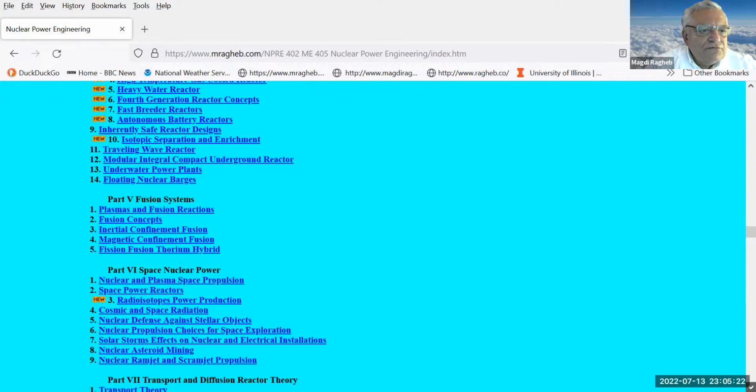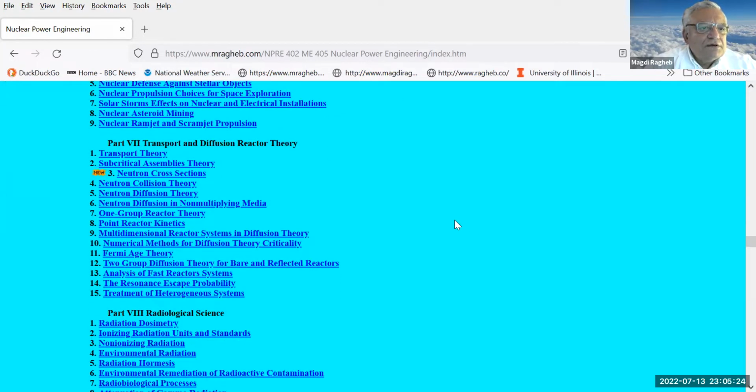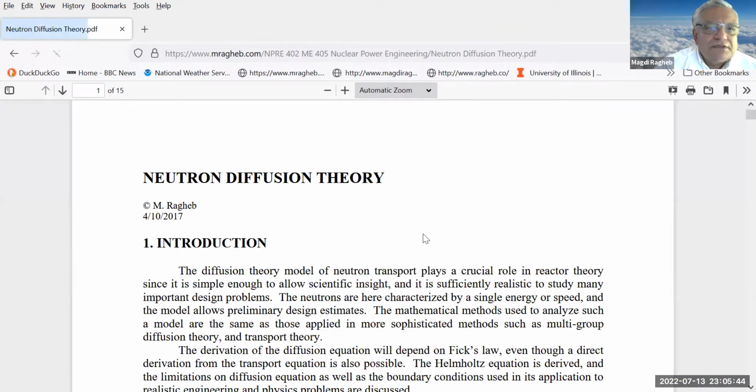So when we go to the chapter on reactor theory, transport and diffusion reactor theory, we covered material on neutron cross sections. Today, what we want to do is develop the theory of the diffusion of neutrons in multiplying media in general.